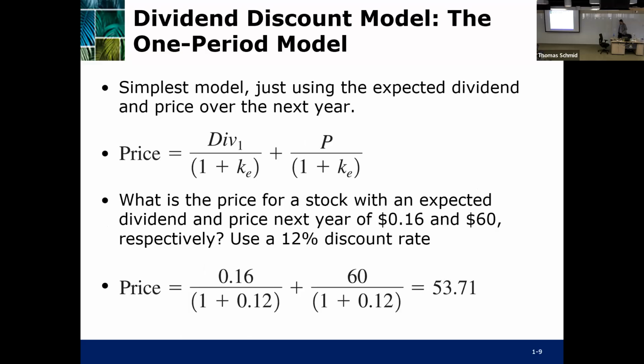Good. So let's look at the model a bit more formally, but it will be very simple. In its most simple form, the dividend discount model is a one-period model. So the price of the stock today is the dividend you get in the next year, plus the price at the end of the next year, both discounted. Let's say the dividend in the next year is 16 cents, the price at the end of the next year is $60, and the discount rate is 12%. This would come from the capital asset pricing model. That gives you a price of $53.